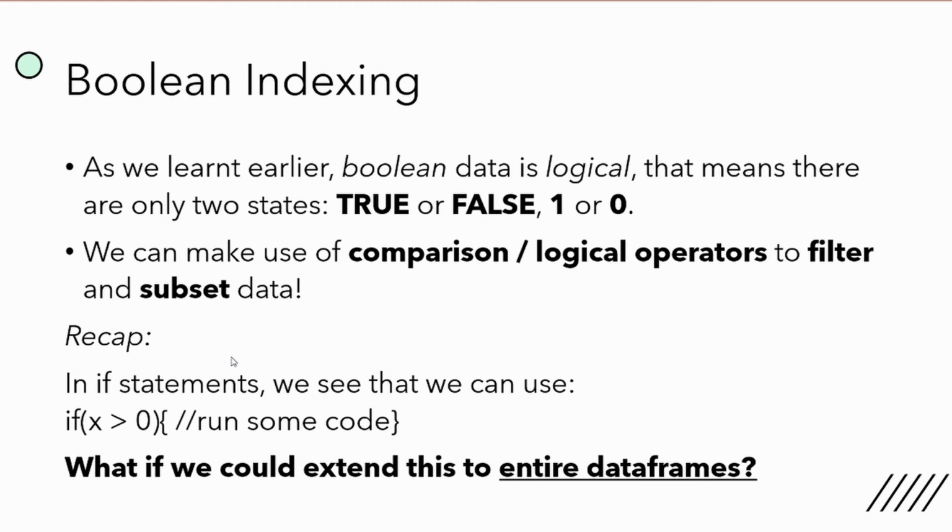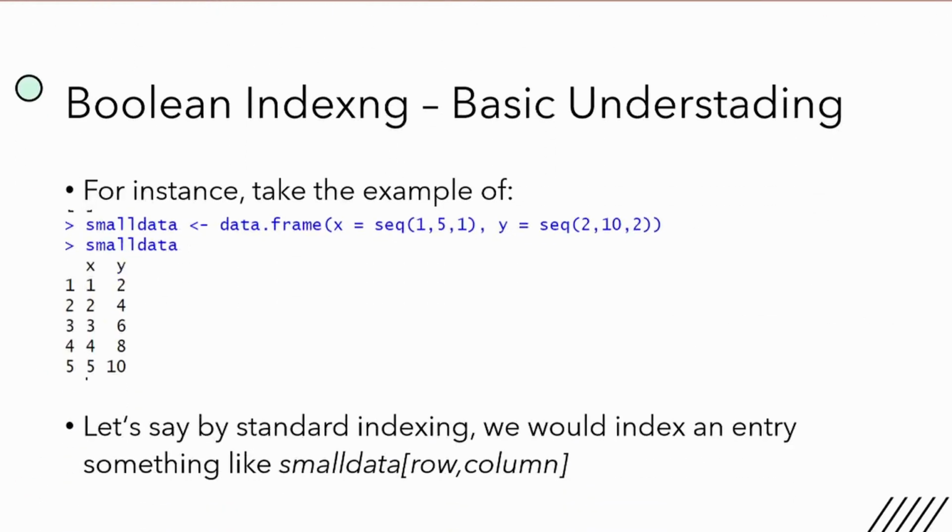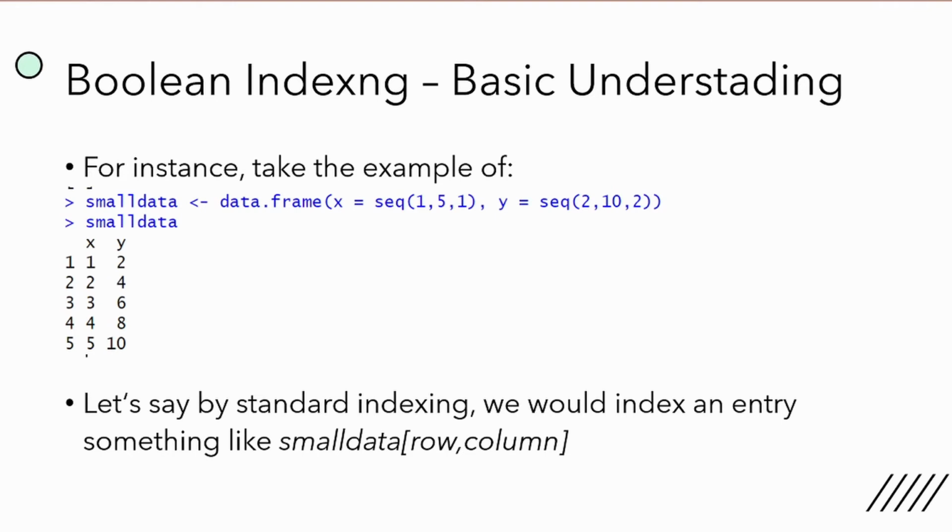So we can use this logic to not just perform if and if-else statements, but we can also perform actual indexing and apply this to entire data frames. That is the idea. So let's just say we have a small data set that is basically just 1 to 5, 2 to 10. And let's say we want to choose data that is smaller than 5. Well, if we're using standard indexing, that would not be possible, because we would only be choosing small data, open bracket, row, comma, column. This would be choosing a position. We would have no idea what the value of the position would be. So that is not a viable solution.